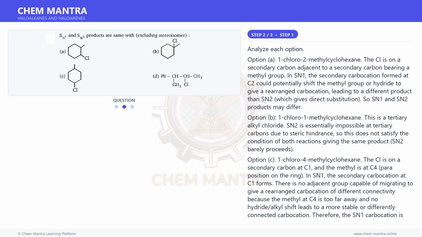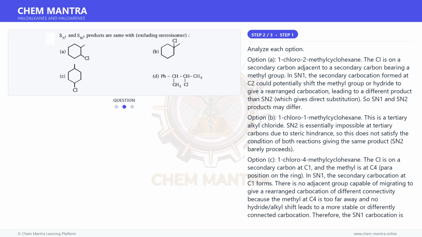Option B, 1-chloro-1-methylcyclohexane. This is a tertiary alkyl chloride. SN2 is essentially impossible at tertiary carbons due to steric hindrance, so this does not satisfy the condition of both reactions giving the same product. SN2 barely proceeds.